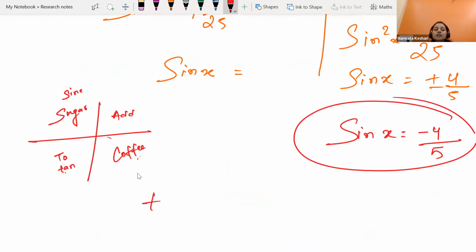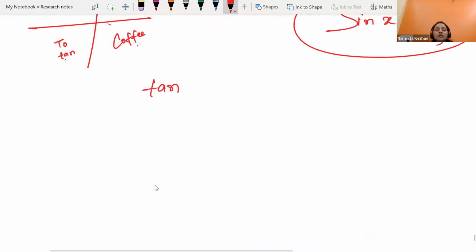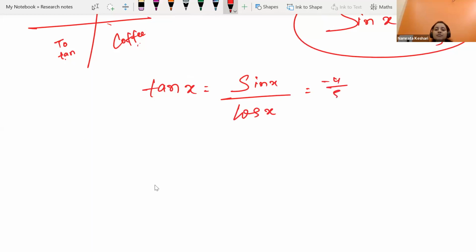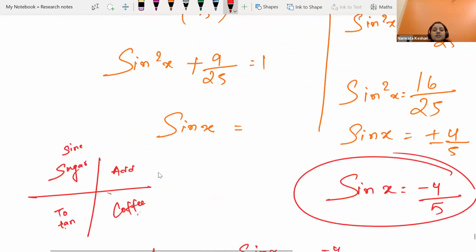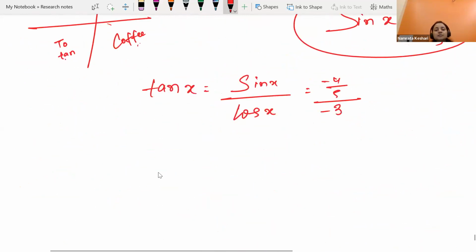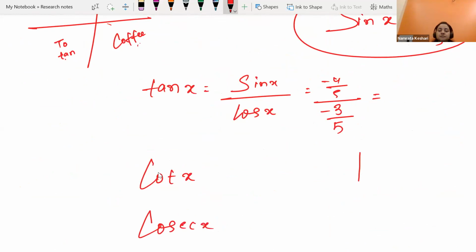Now we can find the other trigonometric ratios. Tan x we can find by using this concept, sin x by cos x. What is sin x? Minus 4 by 5. What is cos x? Minus 3 by 5. Please tell me what is tan x? What is tan, Ali and Alina? 4 by 3.